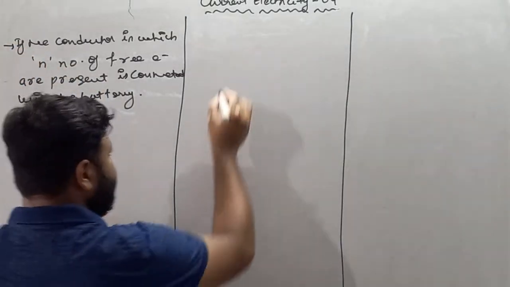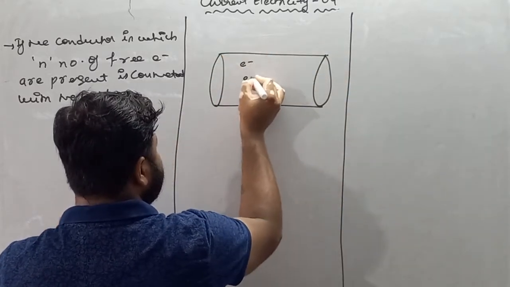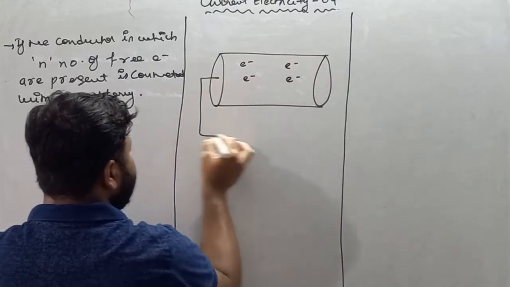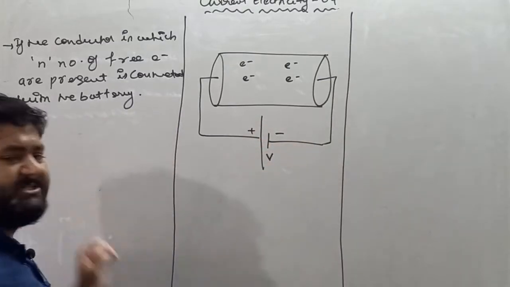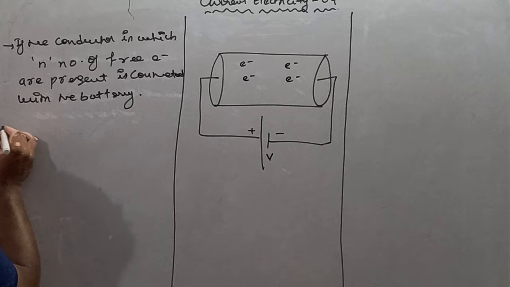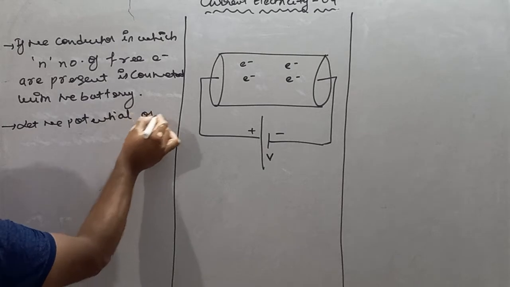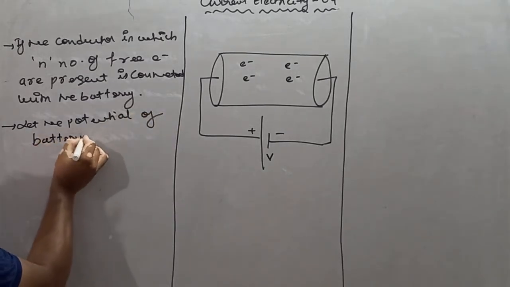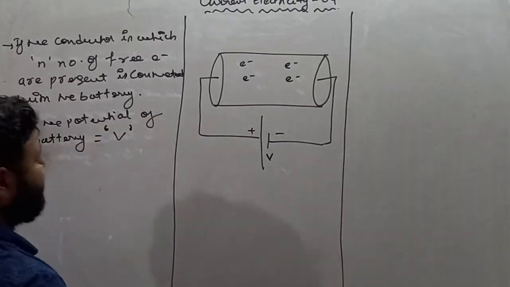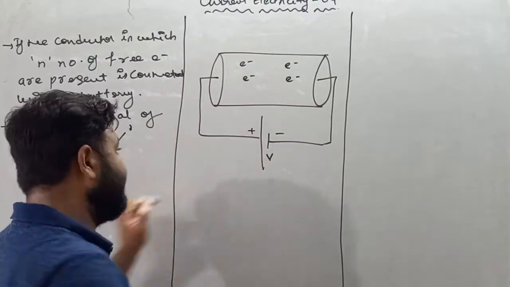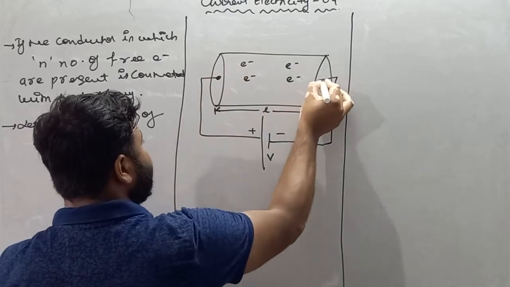Now see, my dear student, this is our conductor in which n number of free electrons are there. Now we'll connect this conductor with a battery. Let's suppose the potential of the battery is V volt. So we have a battery having potential V connected with that conductor whose length is L and in which n number of free electrons are present.